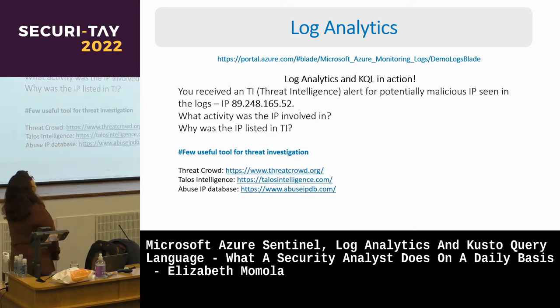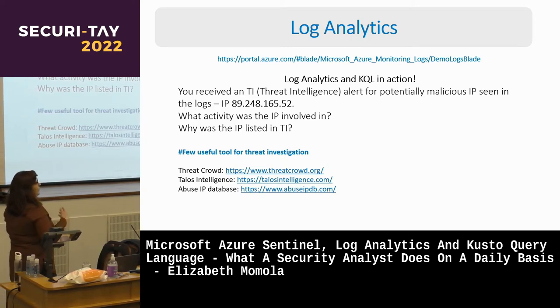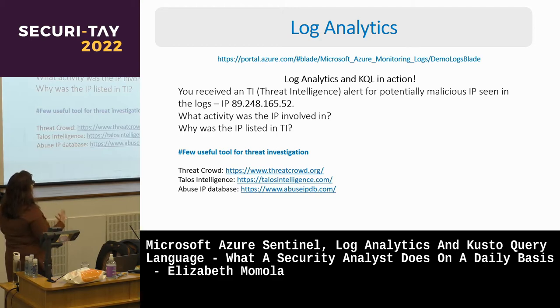So, the demo part. Let's assume a situation where we receive an alert that an IP that has been listed in the threat intelligence list has been seen doing something in our environment. And we need to go into KQL, look at the activity, what was the IP doing, why was the IP listed in the threat intelligence list, and determine whether it's malicious or not.